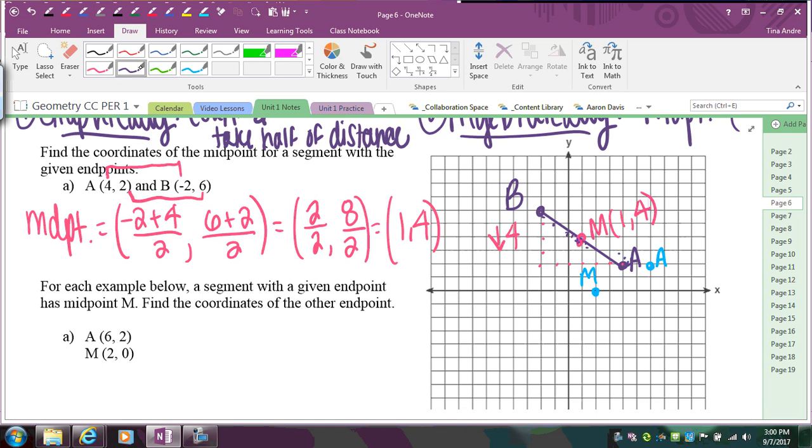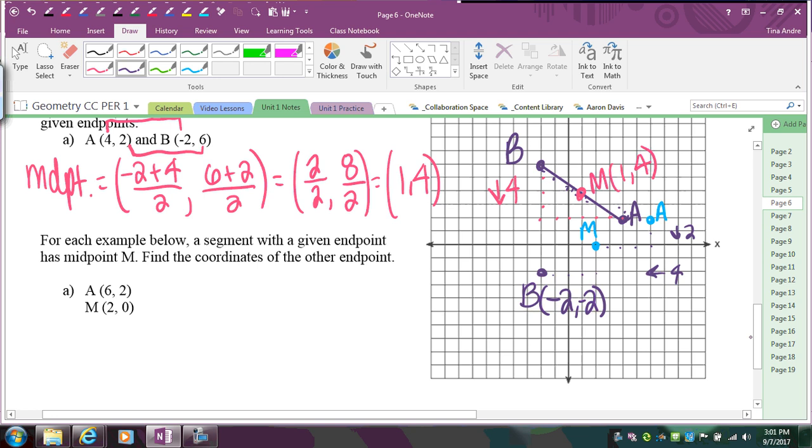So all we have to do is we just have to count. So from A to M, it's down 1, 2, and then over 1, 2, 3, 4. So down 2 and then over 4. Just repeat that because you need that to be the exact same thing on both sides of M. So down 2, then over 1, 2, 3, 4. So there's B to make M in the middle. So that distance is the same. So on my graph here, I have -2, -2. So there's B.